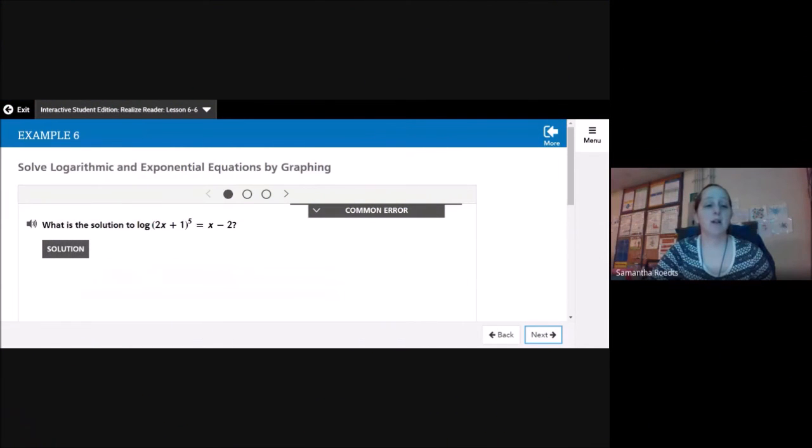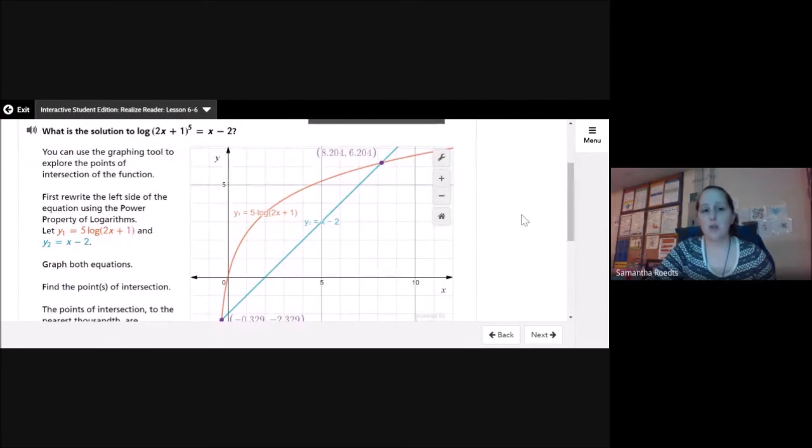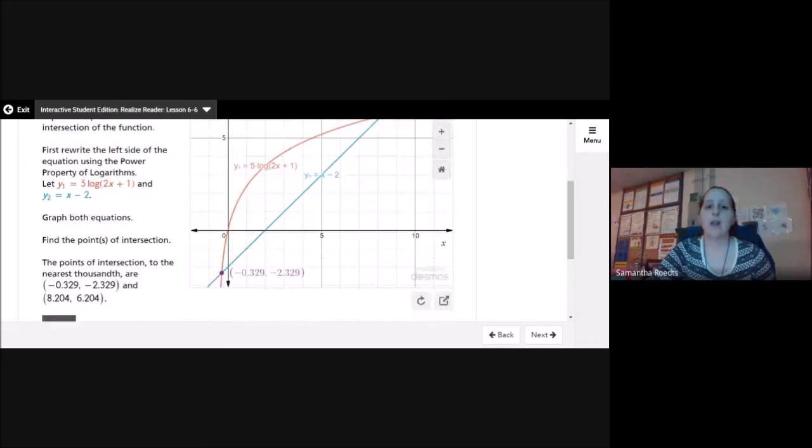All right, example 6, solve logarithmic and exponential equations by graphing. What is the solution to log of 2x plus 1 to the 5th equals x minus 2? You can use the graphing tool to explore the points of intersection of the function. First, rewrite the left side of the equation using the power property of logarithms. So let y sub 1 equal 5 log 2x plus 1. Okay, so I just moved that 5 down in front. And y sub 2 equals x minus 2.